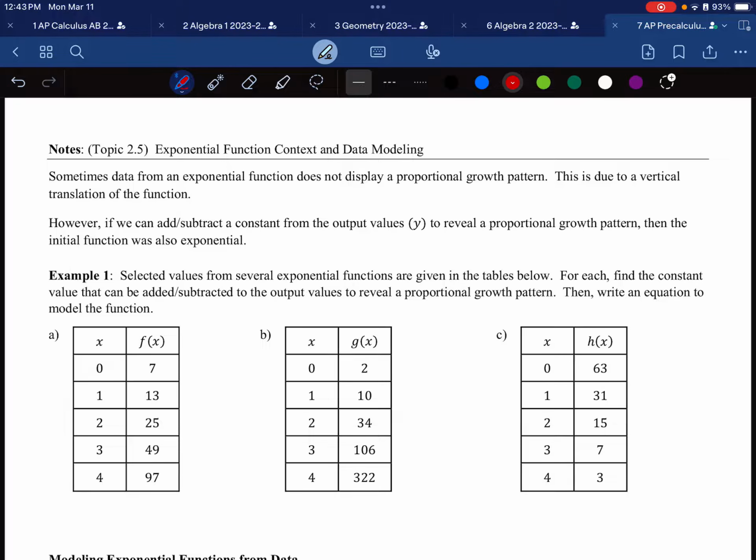This is AP Precalculus. We are on notes, topic 2.5, exponential function context and data modeling. All right, so bear with me as I read along.